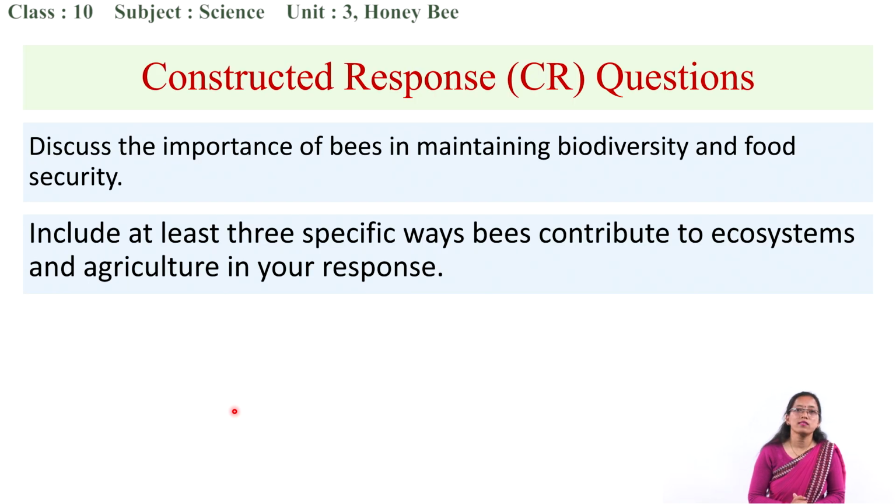Okay, some questions you have to solve. Discuss the importance of bees in maintaining biodiversity and food security. How do they maintain biodiversity and food security? Just based on our class, you can explain it. Include at least 3 specific ways bees contribute to the ecosystem and agriculture in your response. Just write 3 functions, 3 specific ways that bees can contribute to the ecosystem and agriculture system.